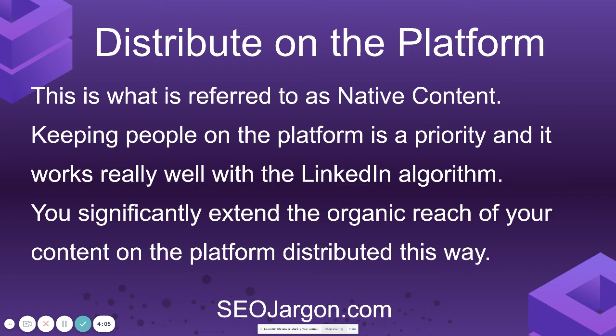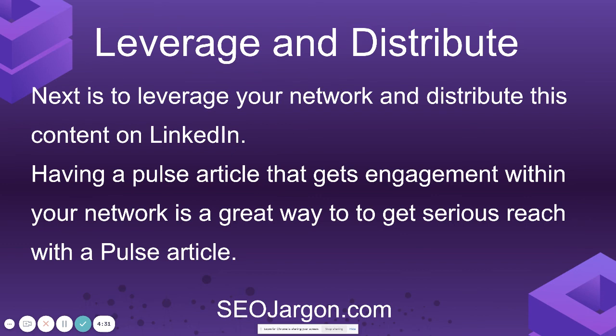So next, you want to make sure that you're distributing content on the platform. This is what's referred to as native content. Keeping people on the platform is a priority, and it works really well with the LinkedIn algorithm. So you can significantly extend the organic reach of your content if you distribute it that way on the platform. That means produce the article on LinkedIn posts, and then make sure that you leverage and distribute through your network and keep this content on LinkedIn.